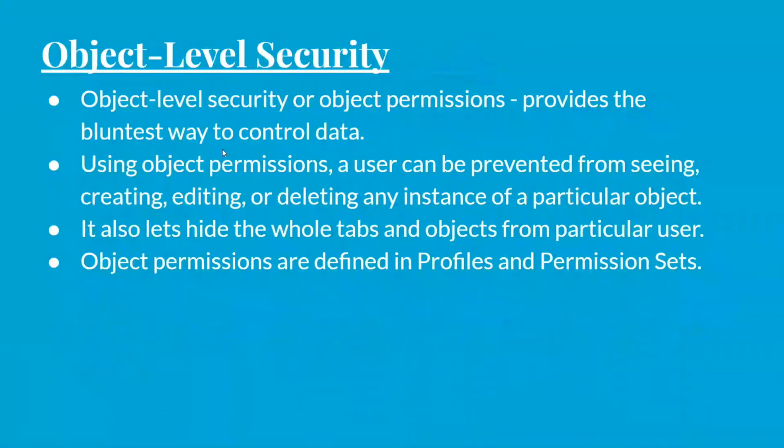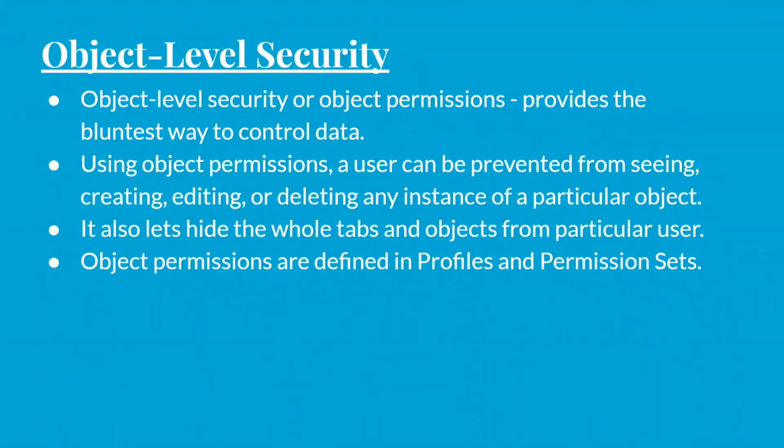Then we come to the object level security. Now you have covered the org level. Now you are coming into the second level, that is the object level. Object level security, or object permissions, provide the bluntest way to control the data. So when you are at the object level, you can control your data access at the object level.